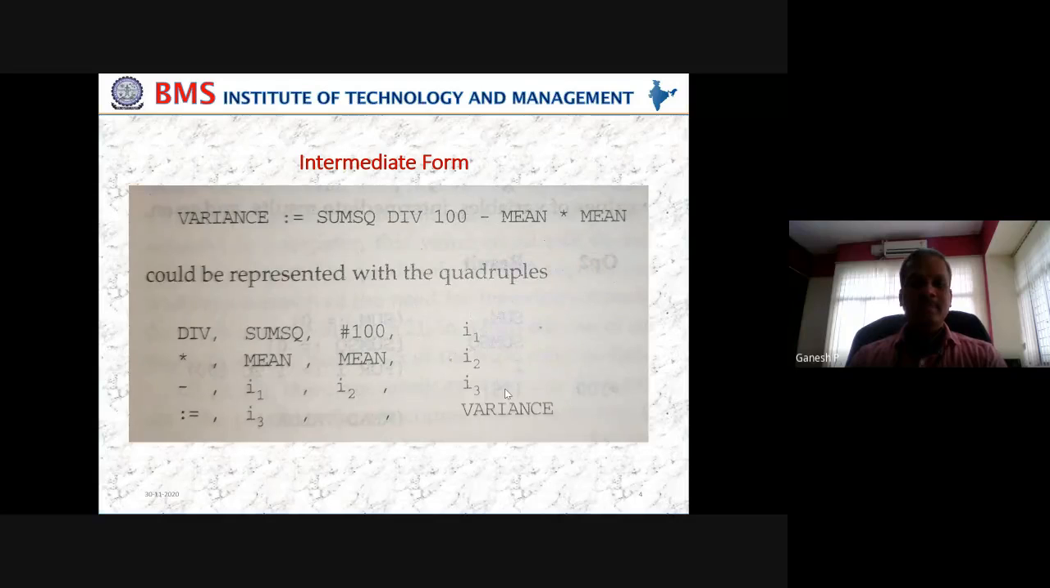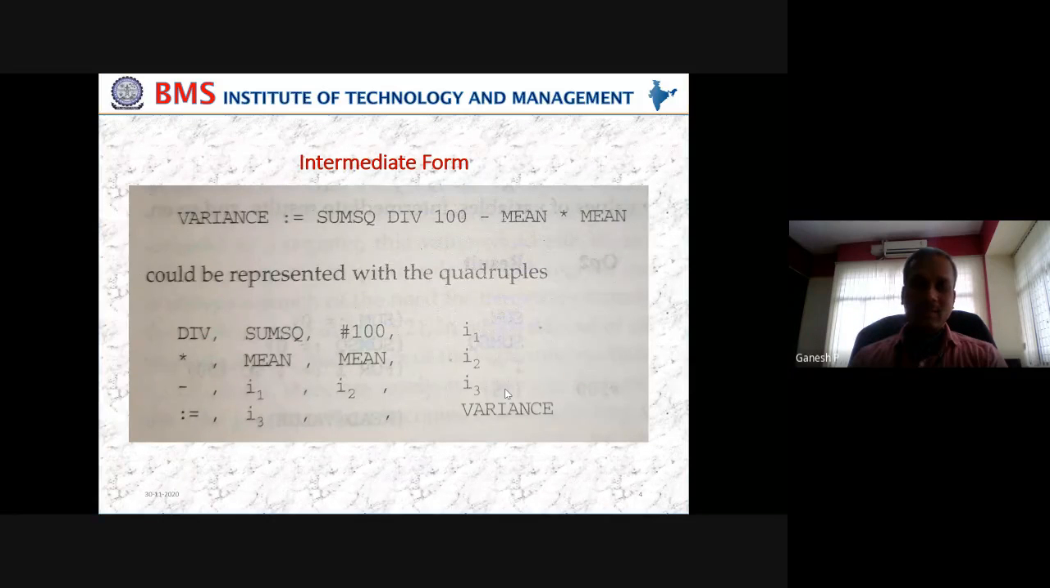In the same concept, division is the operation, sumSQ is the first operand, 100 is the second operand, and it is stored in intermediate result I1. Next, multiplication is the operation, mean and mean are the two operands, and the result is stored in I2. I1 minus I2 is the next computation, a subtraction. Then the result is I3.